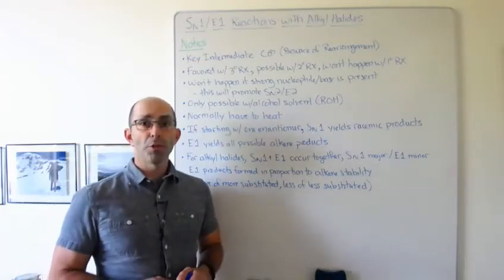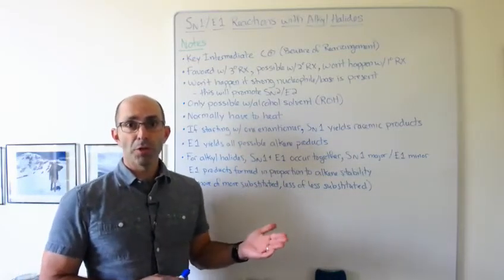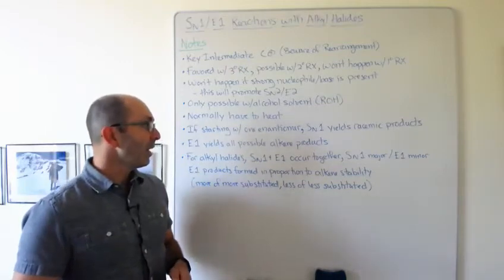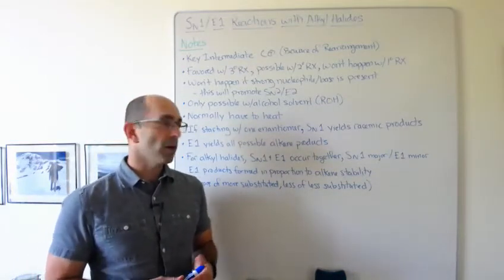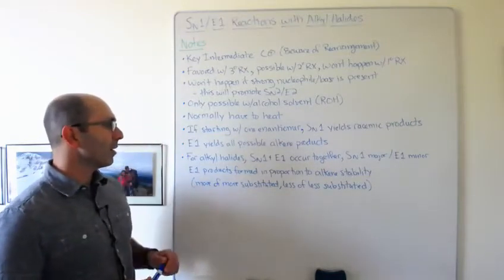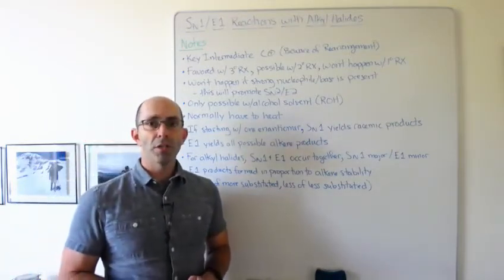SN1 and E1 are going to occur together. Whenever you get SN1, you're going to get E1. Right? SN1 will be the major product, E1 will be the minor product or products. Right? E1 products are formed in proportion to alkene stability.